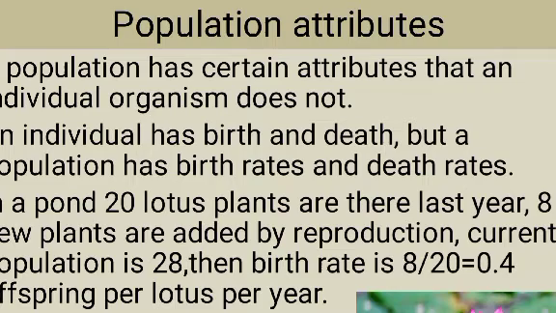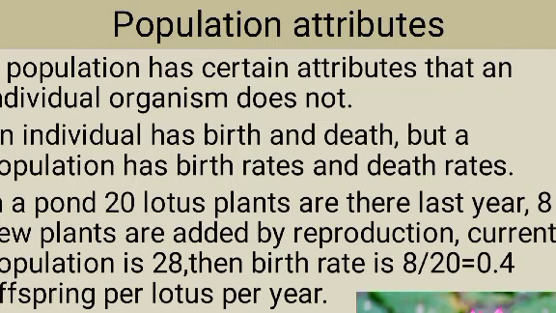A birth rate and death rate. So in a population, this rate refers to per capita birth and death. So what is birth rate? The number of births per 1,000 individuals of a population per year. Per capita means in a particular period, isn't it? Per year, number of births per 1,000 individuals of a population per year is said to be birth rate.